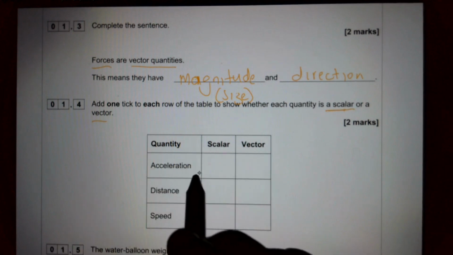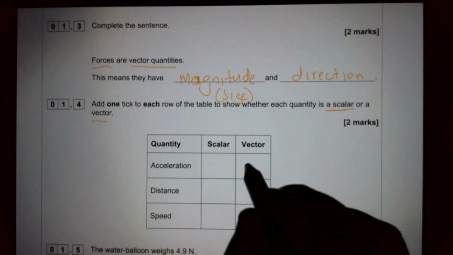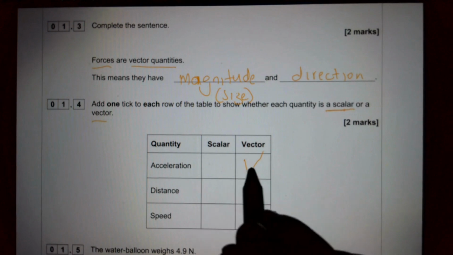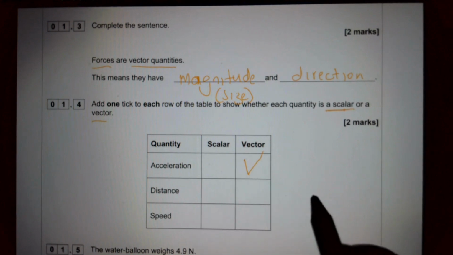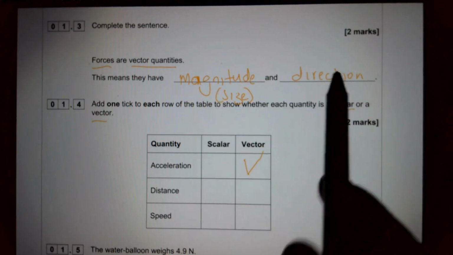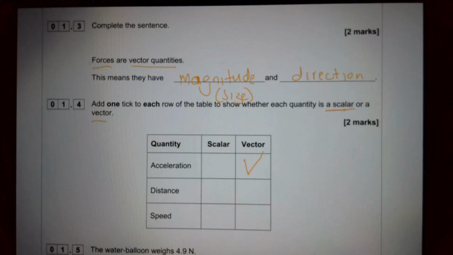So acceleration, it's a vector quantity. Why is acceleration a vector quantity? Because it has both magnitude and direction. If a car accelerates, they will tell you that the car accelerates 2 meters per second squared to the right, meaning that the 2 meters per second squared is the magnitude. The to the right is the direction.